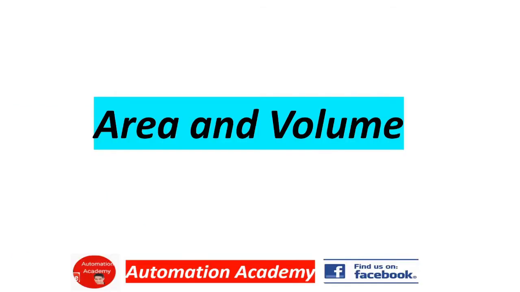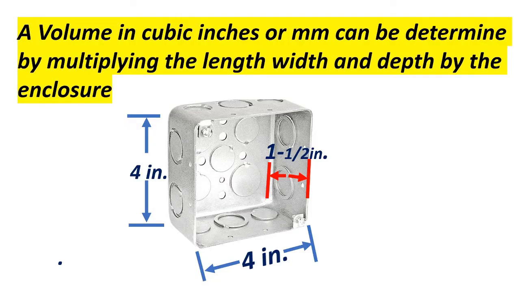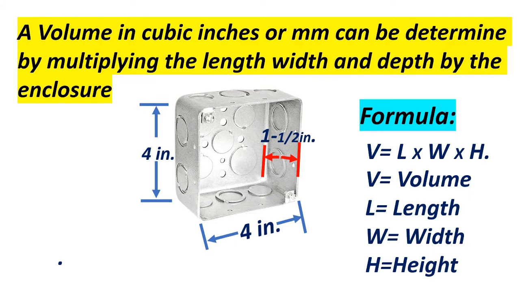Our next topic is area and volume. A volume in cubic inches or millimeters can be determined by multiplying the length, width, and depth of the enclosure. We have here an example of a utility box. The length is 4 inches, the width is 4 inches, and the depth is 1.5 inches. For the formula of volume, V equals length times width times height, where V equals volume, L equals length, W equals width, H equals height.